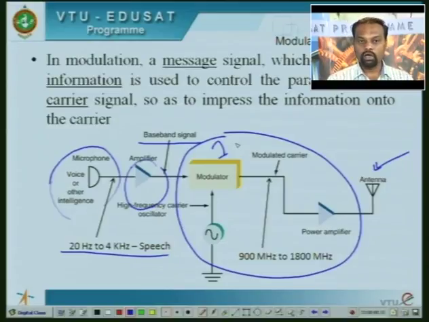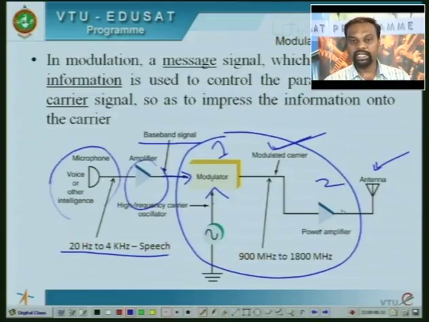Modulation involves an input signal and a carrier signal, and these two signals are modulated to produce a modulated carrier. If you see the block diagram, a baseband signal is modulated by a carrier signal and you get a modulated carrier. This modulated carrier is then taken through a power amplifier and fed into an antenna.